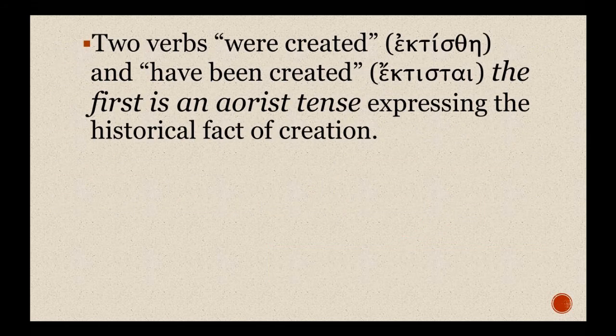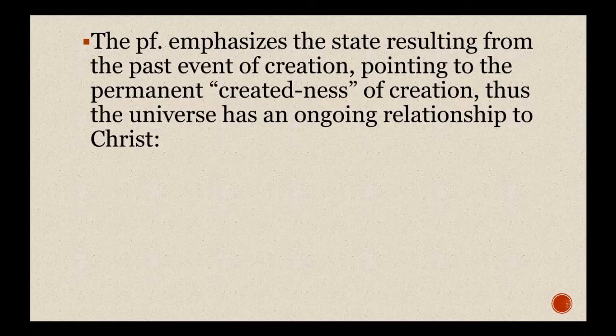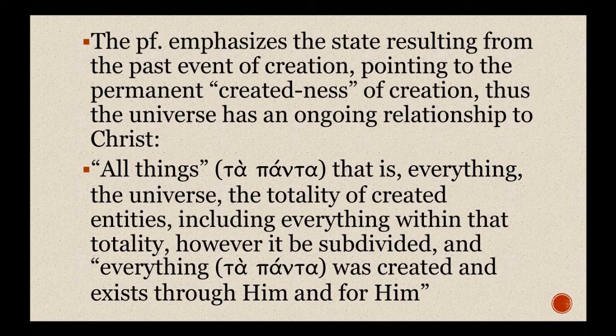So essentially he's making a play off of these two things. Were created and then have been created. The first is an aorist tense, expressing a historical fact of creation. The second is perfect tense, stating a fixed, finished condition, literally stands created. All right? That one's a little more confusing. More often than not, you'll see the reduplication and the endings, you'll know it's a perfect, and it won't be a question of, is this an aorist or what is it? So essentially the point then is that creation stands in a state of continuously existing towards the Creator, or it stands in permanent createdness, if you will, in relation to Christ.